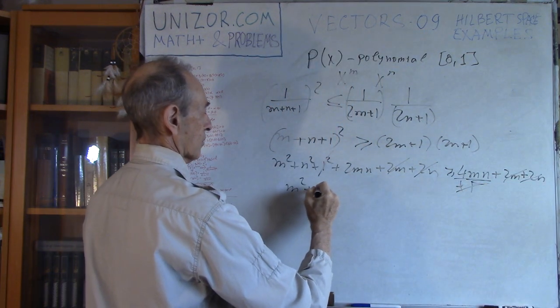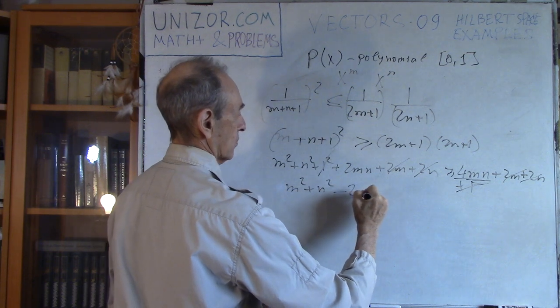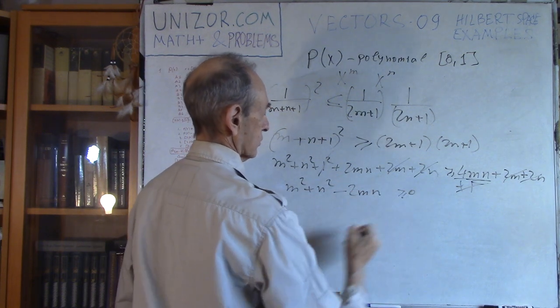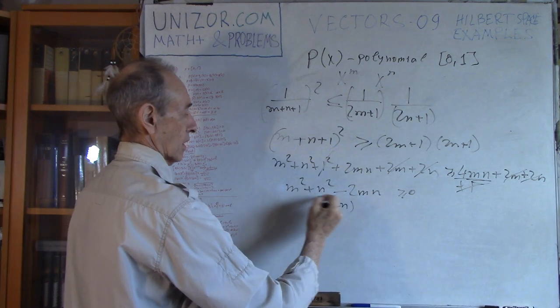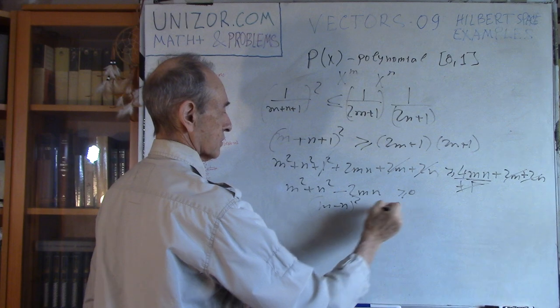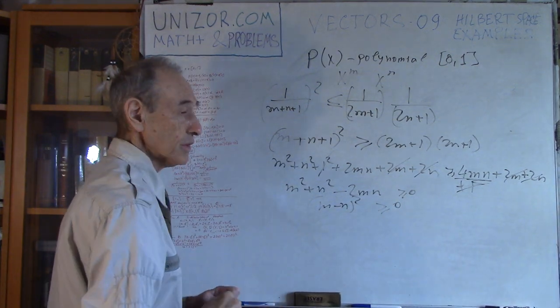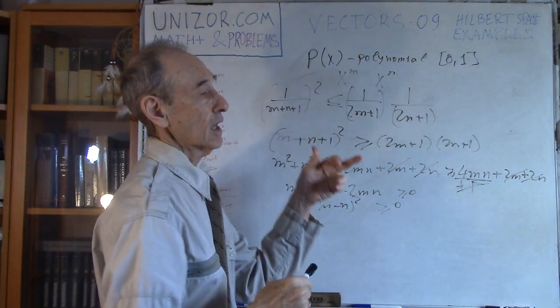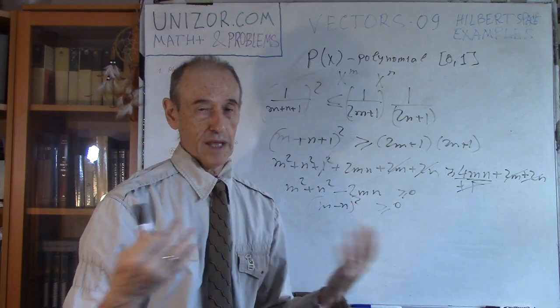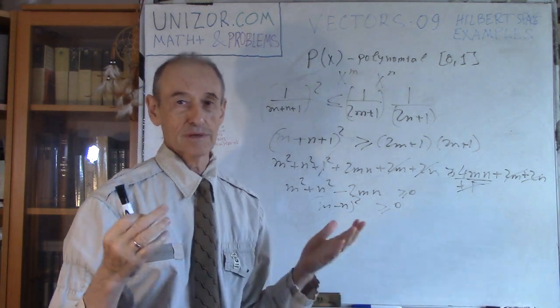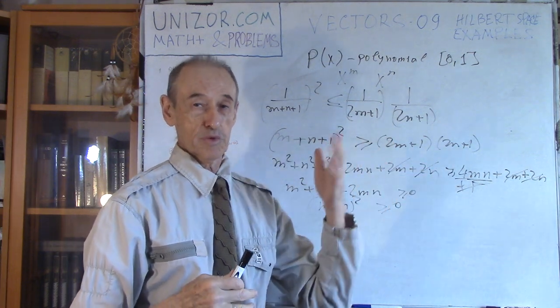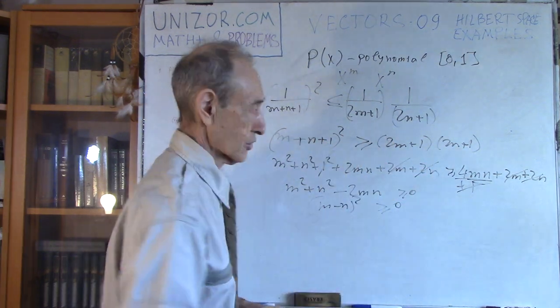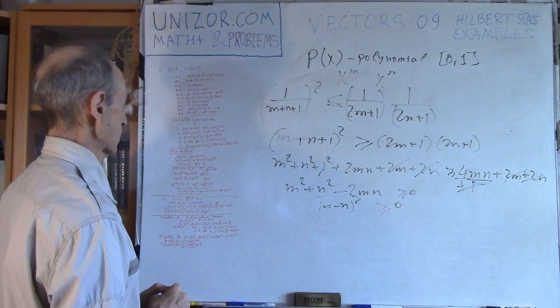m squared plus n squared minus 2mn should be greater or equal to 0. And this is obvious because this is (m minus n) squared, that's greater or equal to 0. So we have kind of proven this particular inequality, but it's just out of curiosity, because really the inequality follows from something which we have proven before, the Cauchy inequality.